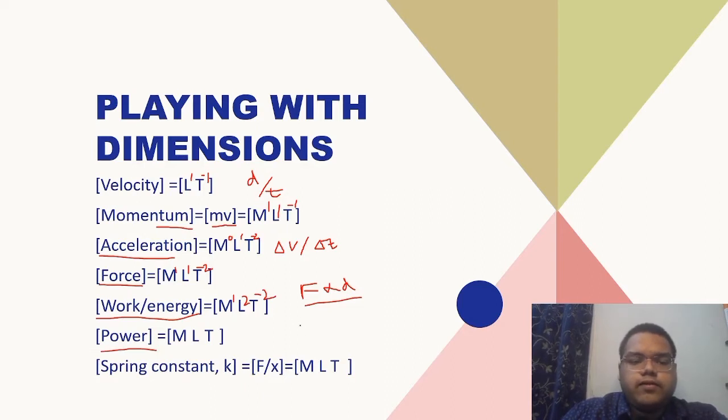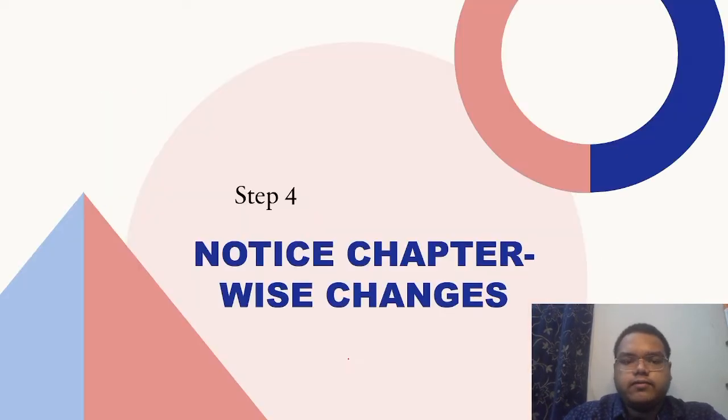Power is work done per unit time. So it will be M to the power 1, L to the power 2, T to the power minus 3. Spring constant K. K is F by X. So it will be M to the power 1, L to the power 0 and T to the power minus 2. So all these dimensions are done.